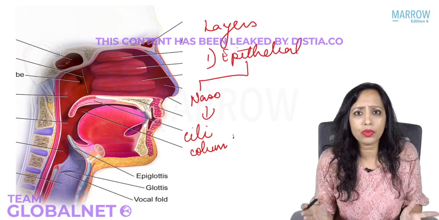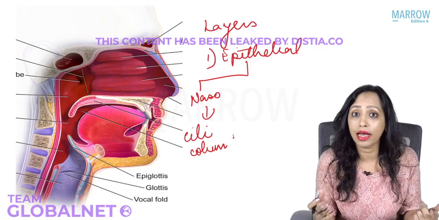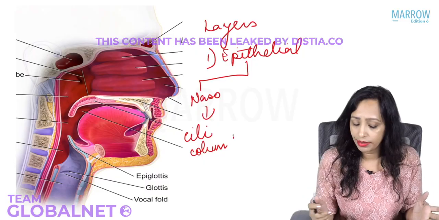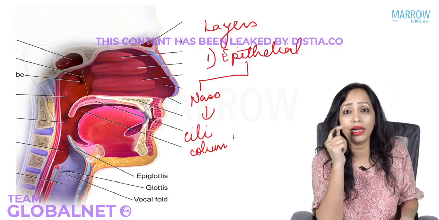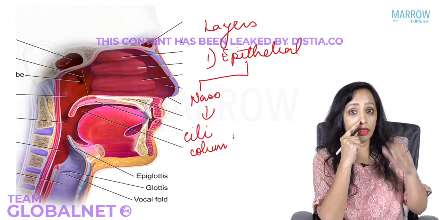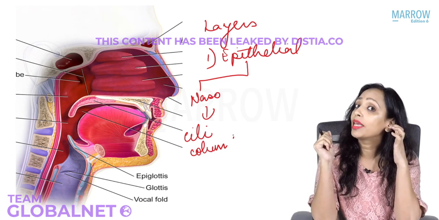And when I say stratified squamous, what do you understand by that? Is the stratified squamous keratinized or non-keratinized? Obviously, it has to be non-keratinized, right? Wherever it is inside, it is non-keratinized except for the junctional areas, like the areas in the nose where it is going inside, that is the vestibule, that is keratinized.